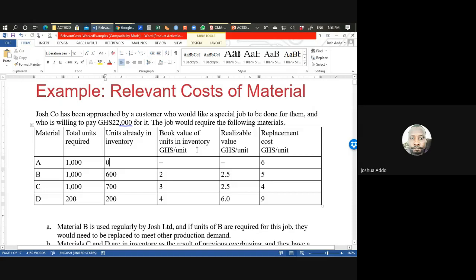Book value of units in inventory. Book value, let me explain a little bit because you are not an accounting student. Book value: when we buy an item, we record the item at the item's cost. Then the item will, through use, incur some loss in value. And we take care of the loss in value with depreciation. So the cost of the item, as we recorded, is a book value minus any depreciation as we move along.